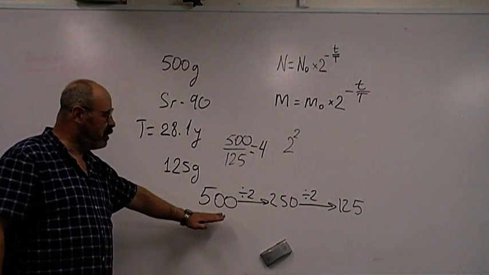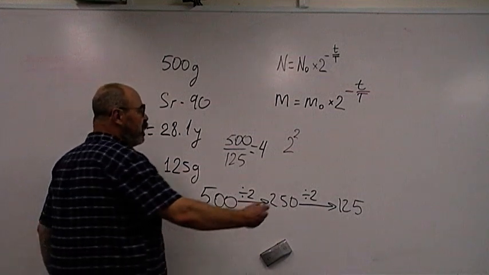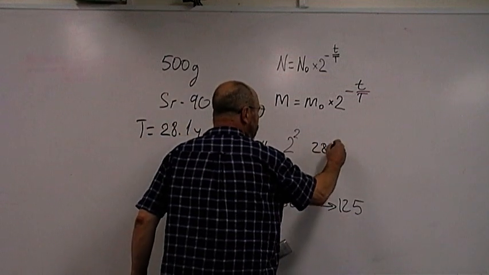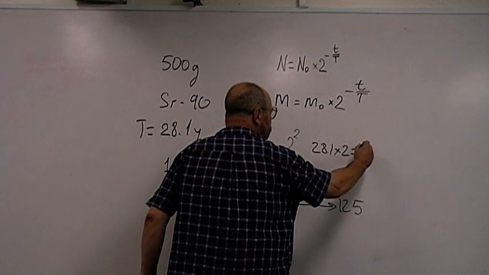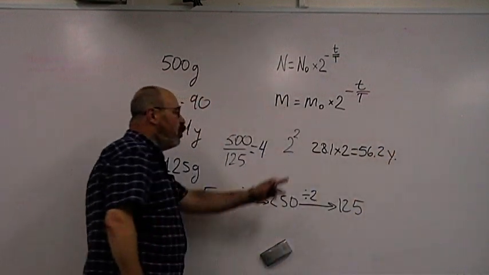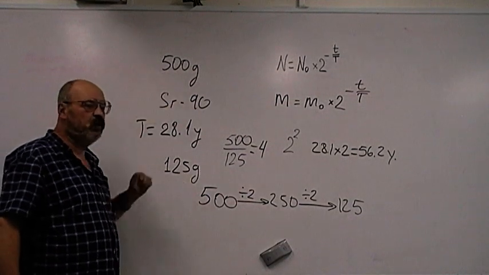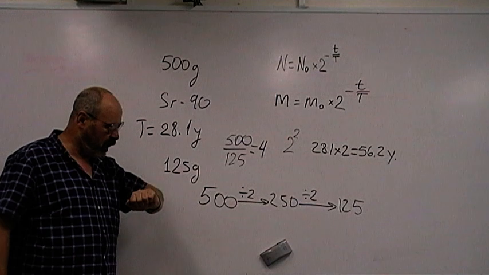So does this make sense? We found how many half-lives. Then we do 28.1 times 2 equals 56.2 years. That's how long it will take strontium-90 to get from 500 to 125 grams.